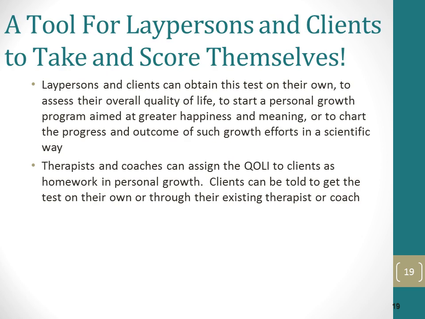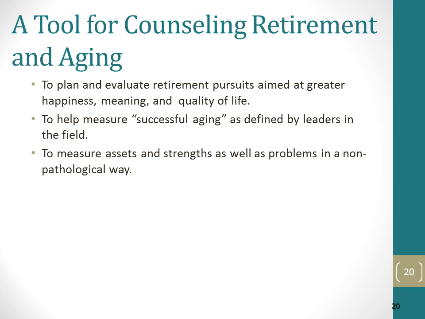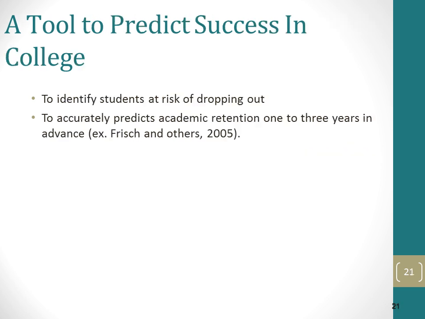As I mentioned, the QOLI can also be a tool for laypersons and clients to take and score themselves as part of an assessment program or even a personal growth program. You'll see two other areas of application: retirement, aging. If you look at the literature on aging, the number one definition of successful aging is satisfaction with life. Are you satisfied with your life? And that is exactly what the QOLI measures. So it's quite ideal for that population.